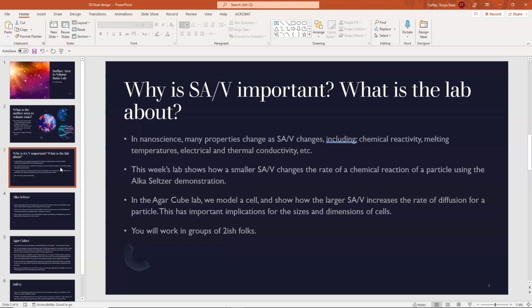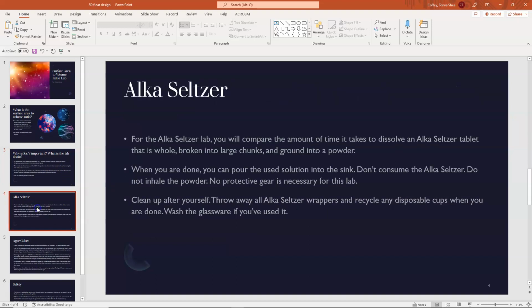And then another demonstration, which is a little bit more involved, uses agar cubes, and that models cells. It shows how the larger surface area to volume ratio for smaller cubes causes a different rate of diffusion for the particle. Okay, and this has important implications for sizes and dimensions of cells. So for these, I would like it if you would partner up and work in groups of 2 or so folks, and of course if we have an odd number, a group of 3 is fine too.